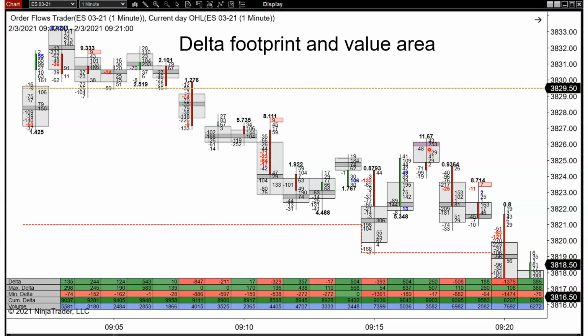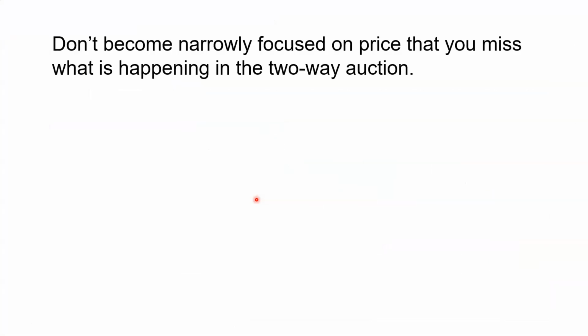We rejected this value. What do you think the market's going to do? You think it's going to just turn around and start going back up? Chances are no, because otherwise we'd be trading in that value. It rejected that value, and you see how the market drops down. But I'll be talking more about that in the later modules. So don't become so narrowly focused on price that you miss what's happening in the two-way auction.